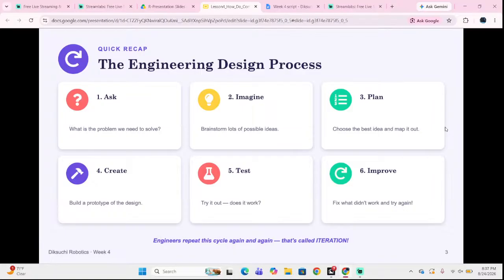Today, we're going to meet a very close cousin of this process, something computer scientists use called an algorithm. Let's go find out what that means.